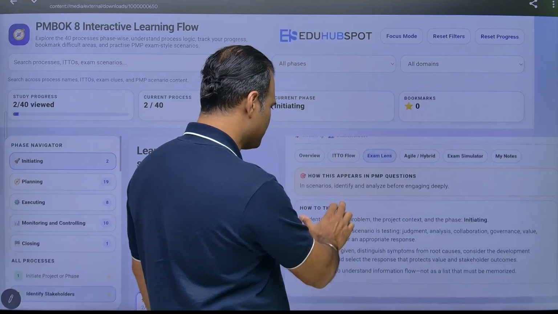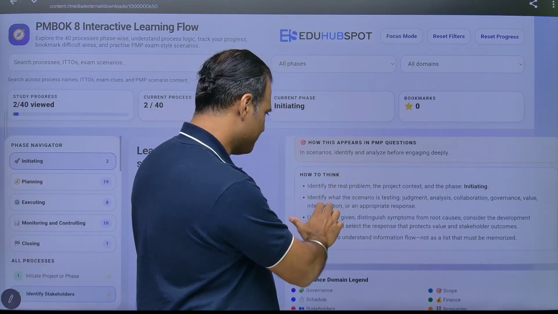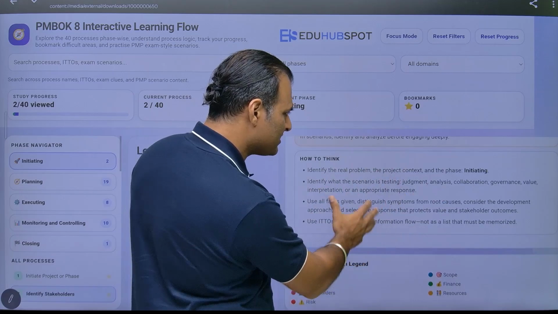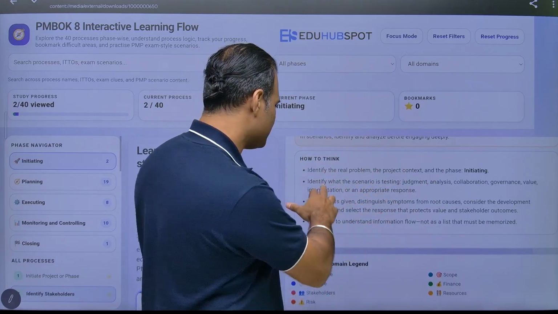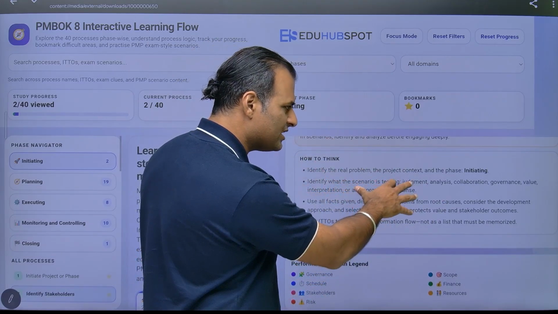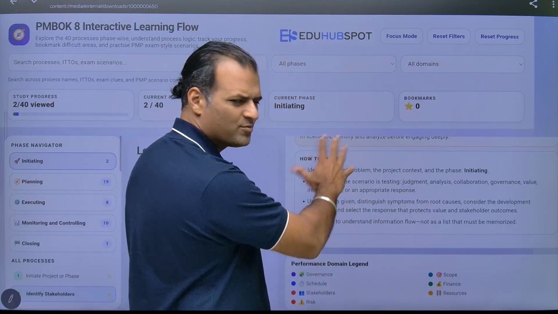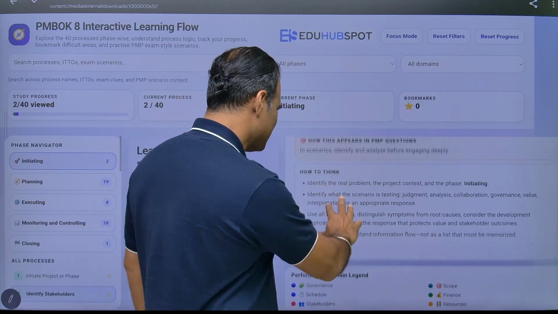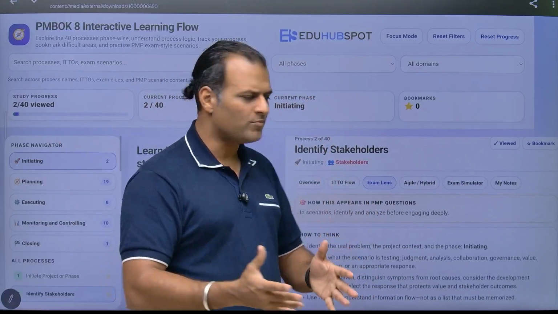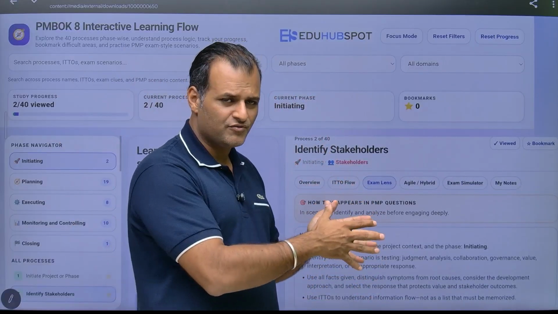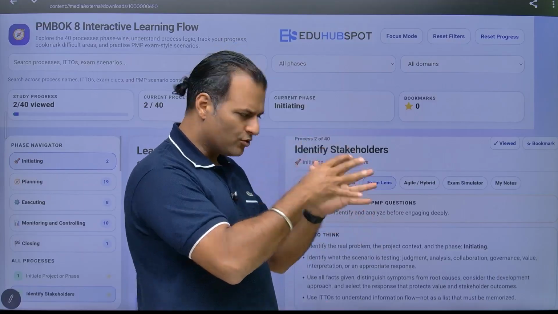From an exam lens perspective, you can see that you should identify the real problem, context and phase, because we're still in the initiation phase. Identify what the scenario is testing: judgment, analysis, collaboration, governance, value, interpretation, or an appropriate response. Like I said before, these are the things you need to know from an overall perspective, because you're still in the initiation focus area. They still want you to focus on initiation.